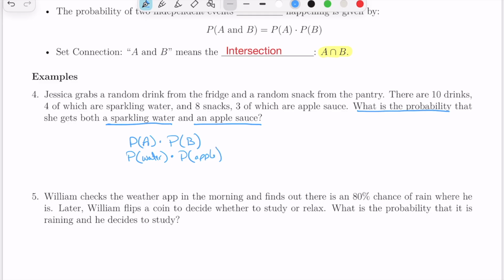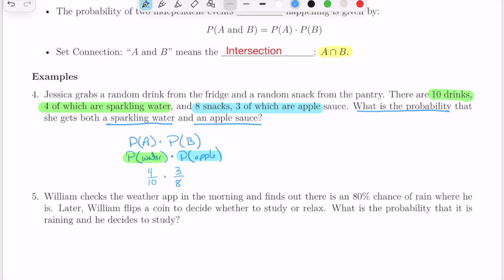So notice that for the first one, we have 10 drinks and 4 of them are sparkling water. So the probability of getting a water is just going to be 4/10. For the second one, I see that we have 8 snacks and 3 of them are applesauce. So the probability of getting an applesauce is 3/8.